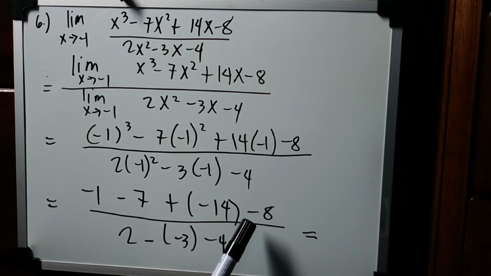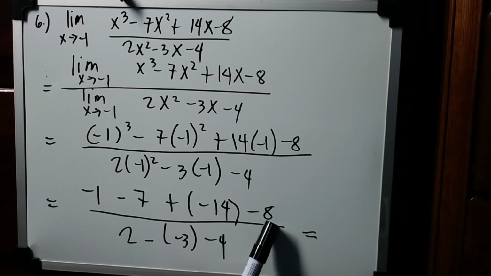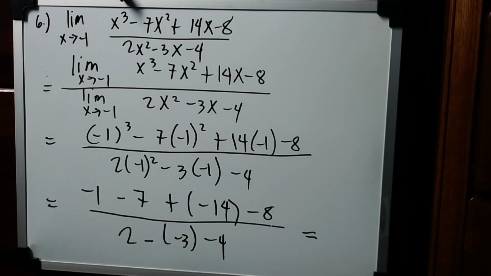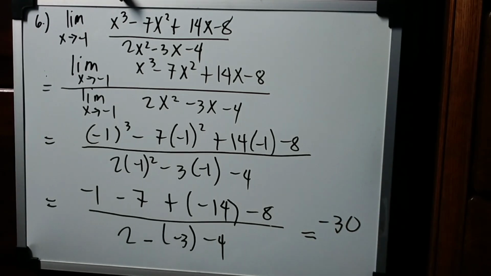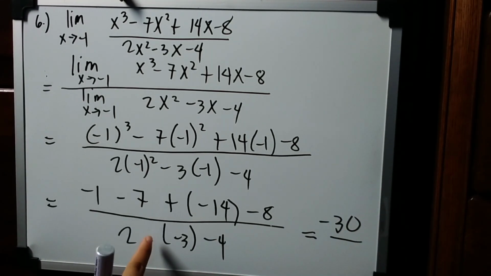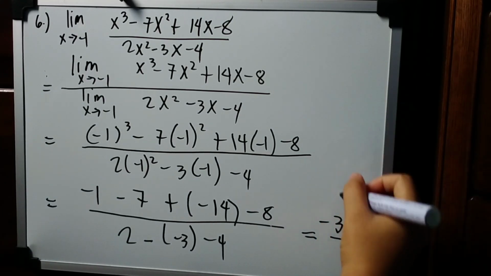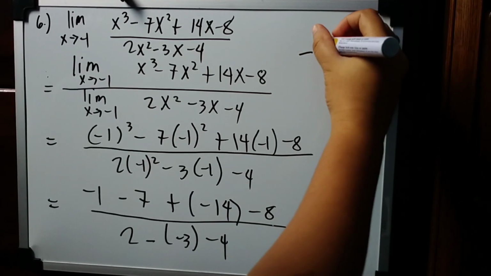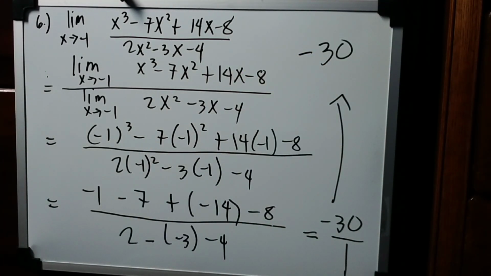so here we have negative 22 and then negative 8, so this will become negative 30, and all over we have here 5 minus 4 is equal to 1. So our final answer is negative 30. So our limit for the given function in 6 is equal to negative 30.